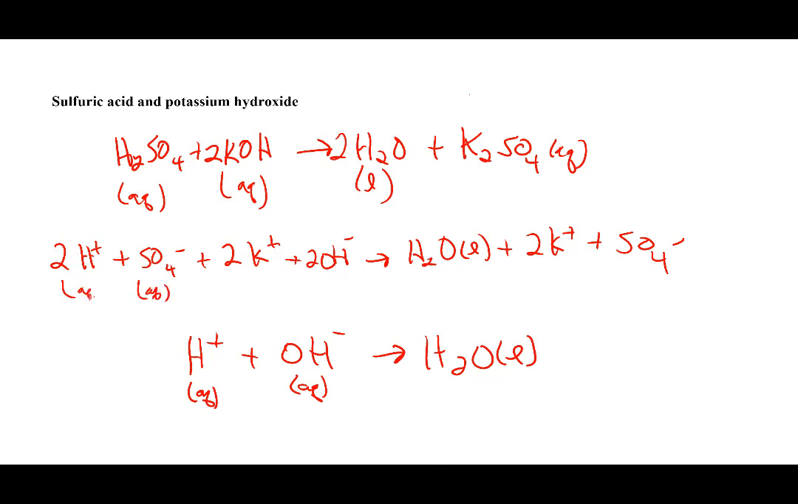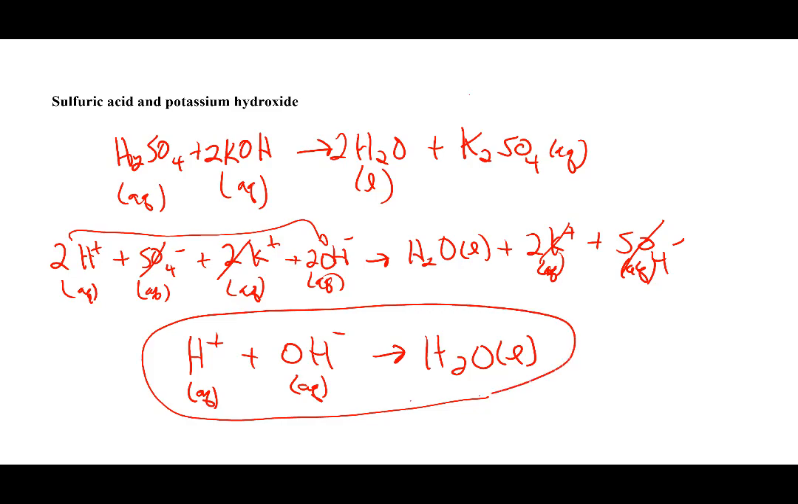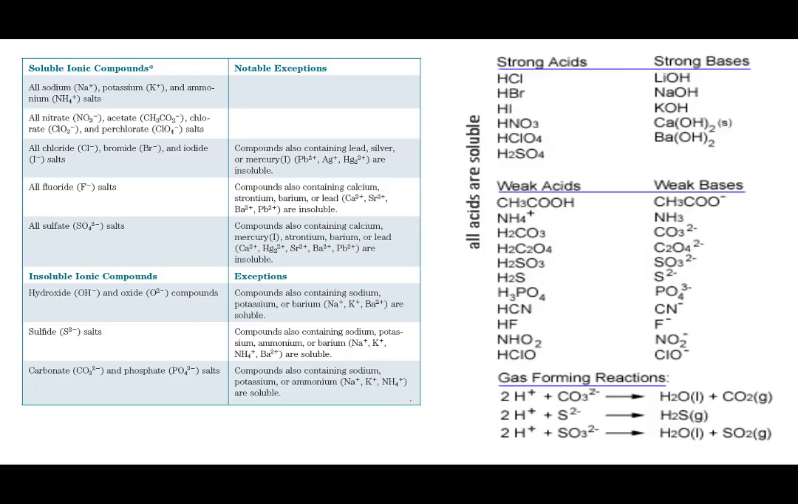Aqueous. I forgot the aqueous signs. So the hydrogens end up with the hydroxides to make water. So those are not spectator ions, but the sulfates and the potassiums are. So you end up with 2H plus 2OH minus goes to make 2 waters. Just split that in half, and then you have your standard net ionic equation for strong acid and strong base.